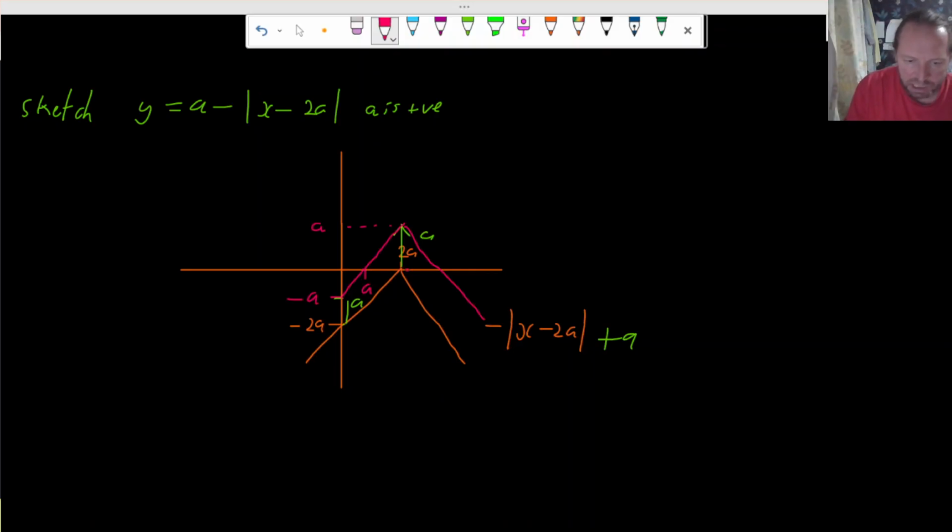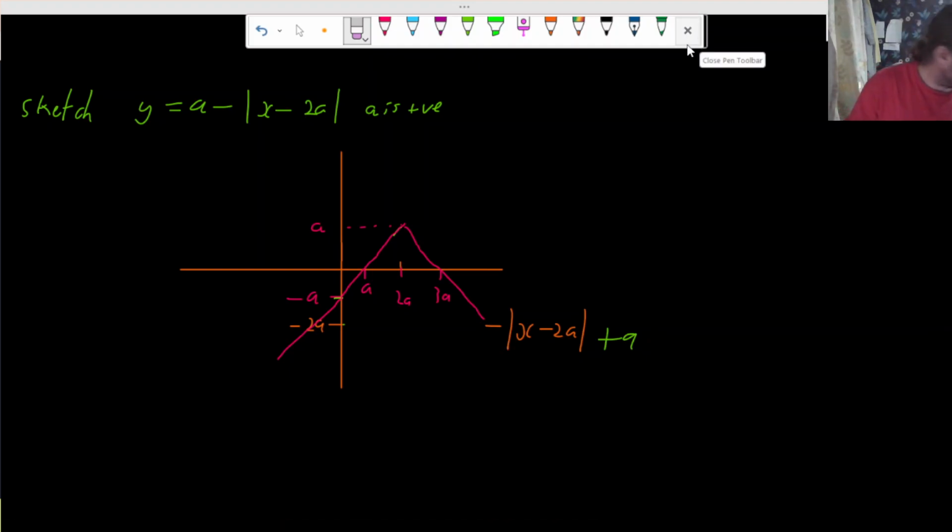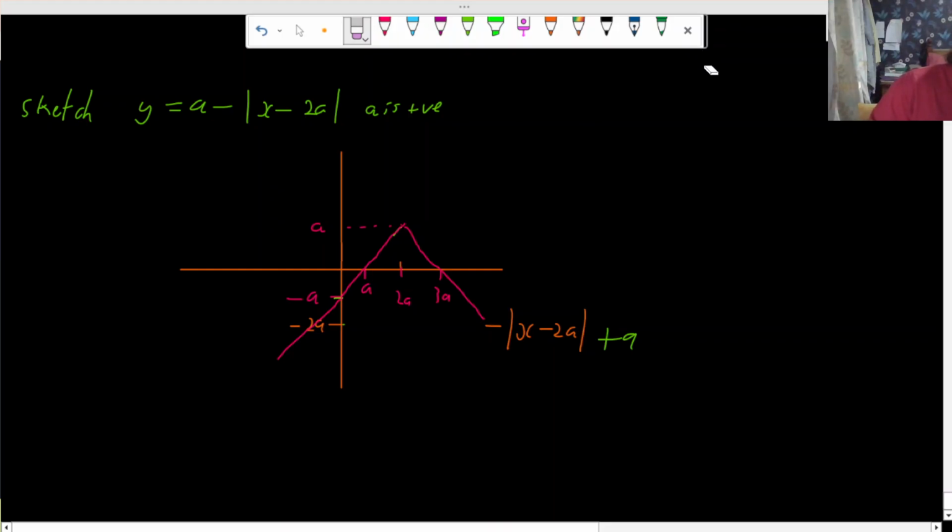So that's a, that's 2a, so this one must be 3a. I'll put this point in 2a there, and of course that extends out like this. So we're looking at the pink line as our final answer. Don't need the orange line, that was just to work things out. Don't need the green, that was just to help us visualize what we were doing. And I've written 2a in there again as well. So there it is, it's inverted and then just moved up by the plus a. I think that's it for that one.